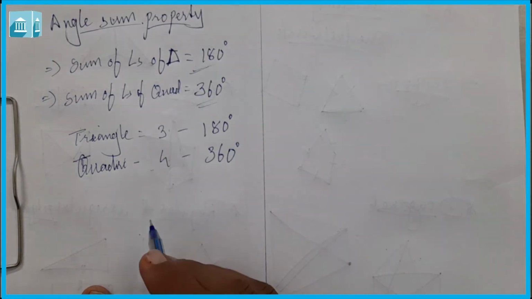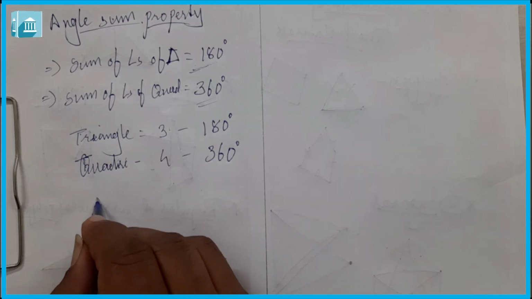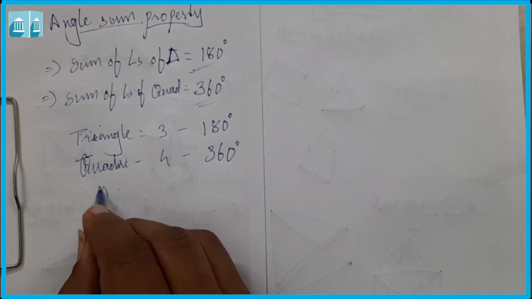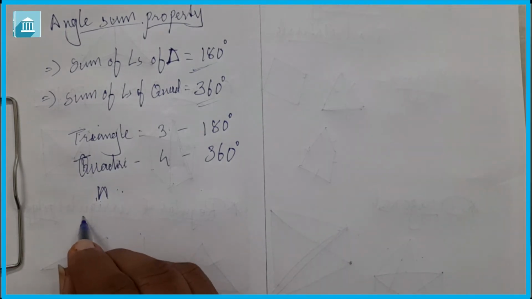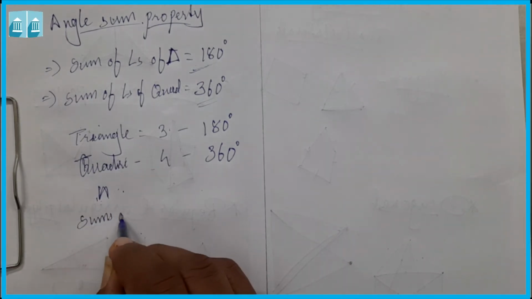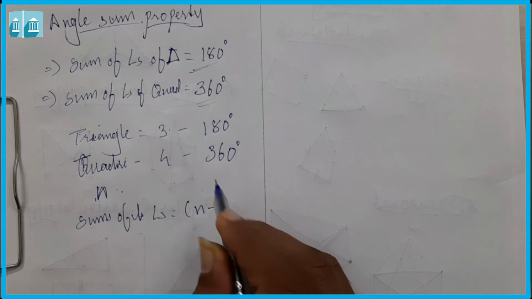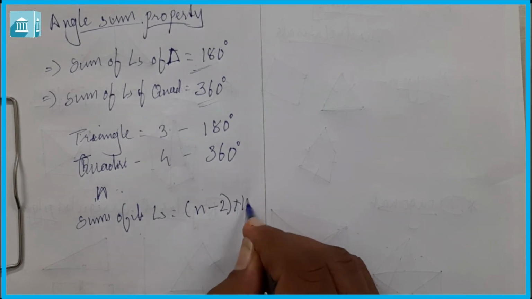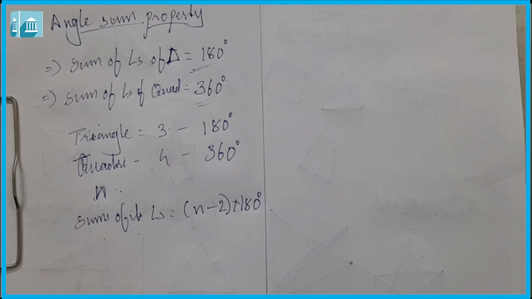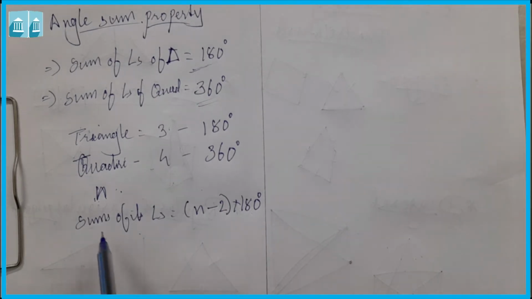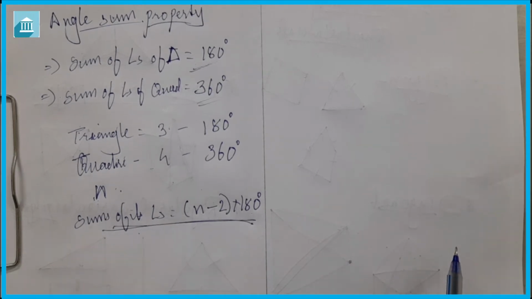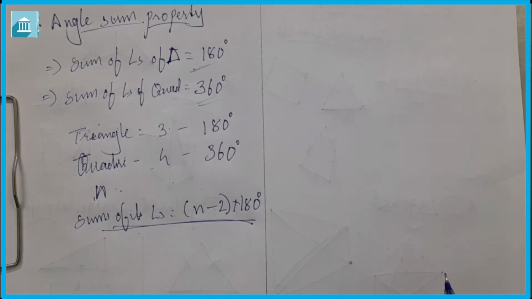So by this we can find out one formula: for any polygon with n sides, the sum of its angles is equal to (n minus 2) into 180 degrees. So by this formula we can easily get the sum of angles of any polygon, (n minus 2) into 180 degrees. This is the formula to find out the sum of angles of any polygon: (n minus 2) into 180 degrees.